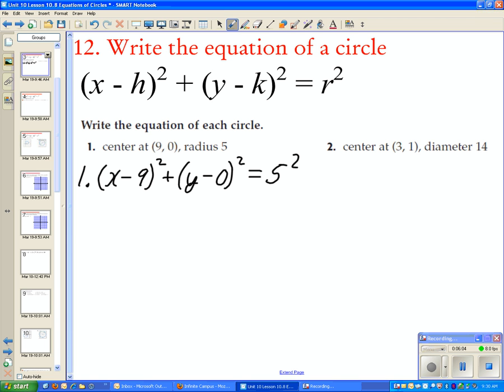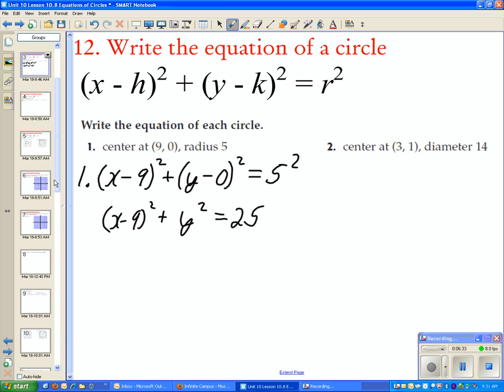Okay? Only thing left to do is a little bit of simplifying, but leave it in standard form. So in other words, don't try to square that x minus 9. Don't do that. Leave it as (x minus 9) quantity squared. But I can simplify the next parentheses because y minus 0 is just y. So I can just put y squared equals, and I can simplify 5 squared, 25.